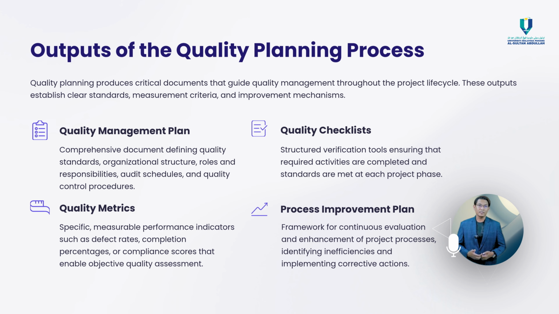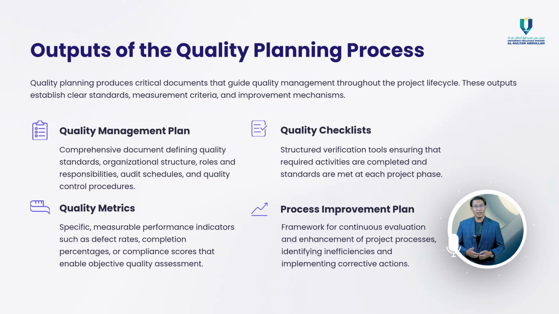Now, quality checklists, which ensure that each activity or deliverable is reviewed against predefined criteria. Now, a process improvement plan, which outlines how project processes will be evaluated and improved throughout the project life cycle.